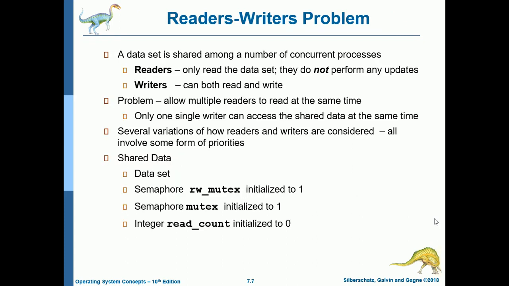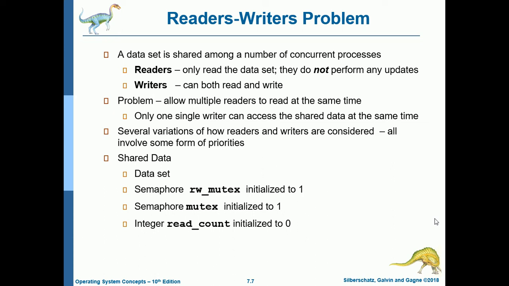Next we have the readers-writers problem. A data set is shared among a number of concurrent processes. Readers only read the data set; they do not perform any updates. Then we have writers, who can both read and write. So what is the problem with readers-writers? Allow multiple readers to read at the same time, while only a single writer can access the shared data at the same time. Several variations of how readers and writers are considered all involve some form of priorities.